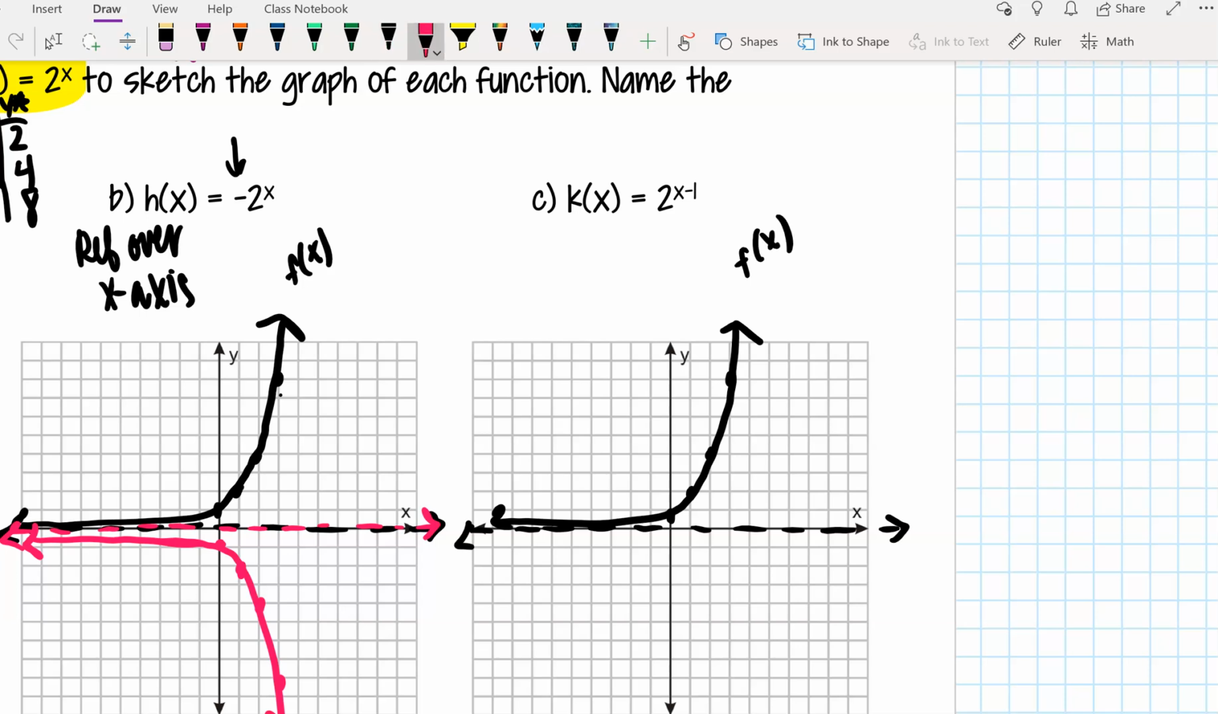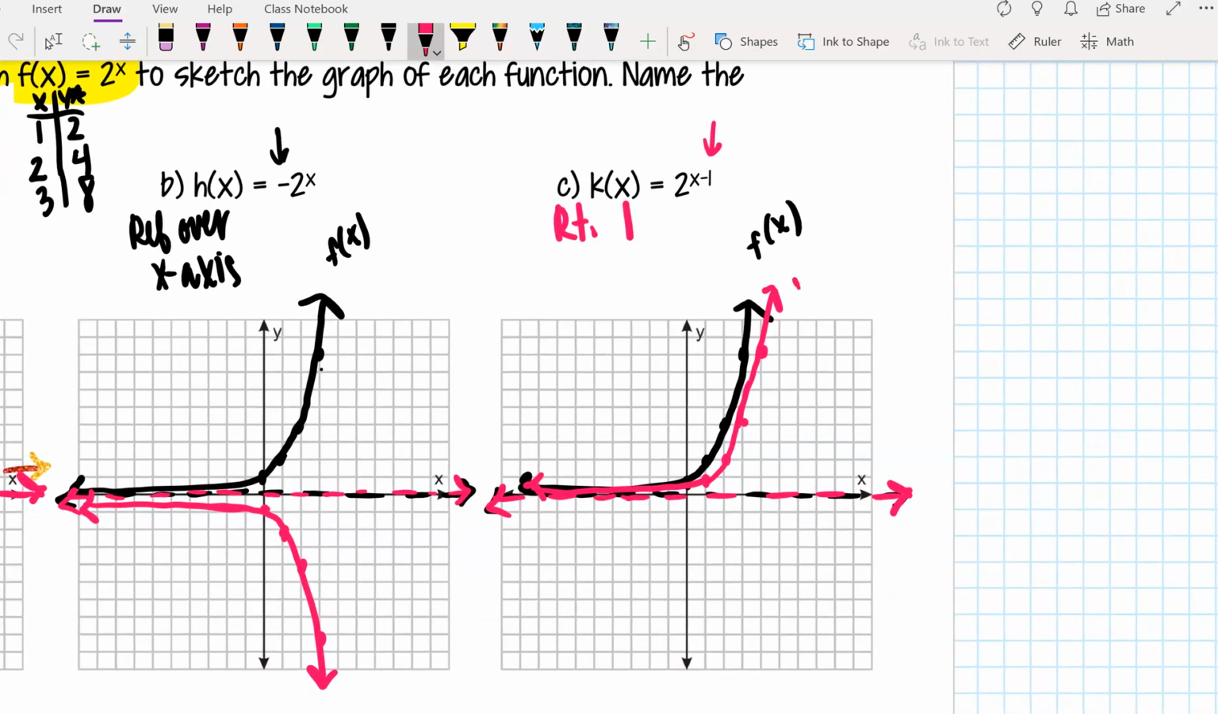So now with k of x, we have a minus 1 up top, with the x, so that means we're moving right 1 unit. So we're going to take the points we have, this anchor point and anything else that we have, and we're going to move the whole thing 1 unit over, okay? And because it's a left-right move, the horizontal asymptote here at y equals 0 does not move because you're just shifting right. So we're just going to connect our dots and graph our additional asymptote, and then that's k of x.